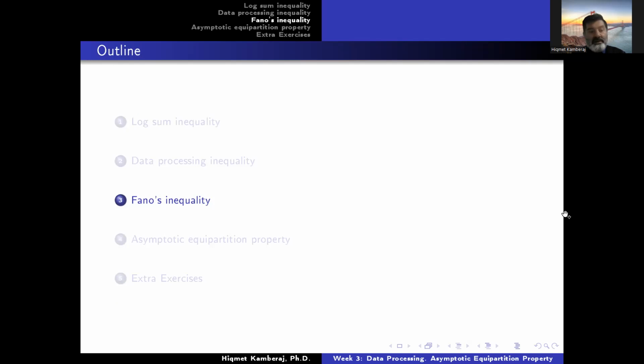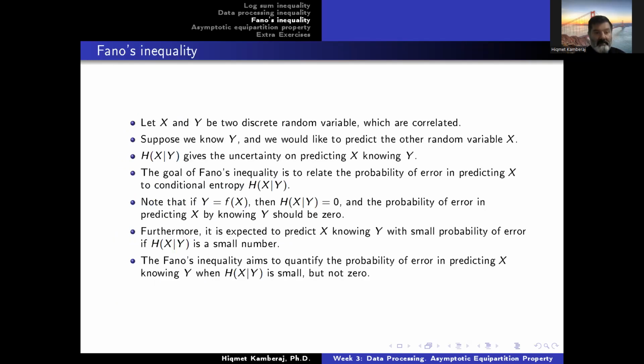Next, we are going to introduce the so-called Fano's inequality. Let's consider X and Y, two discrete random variables, which are correlated. Suppose we know Y, and we would like to predict the other random variable, let's say X. Now, suppose that the entropy of X given Y, which gives the uncertainty on predicting X knowing Y. This is also something we gave last week as a definition.